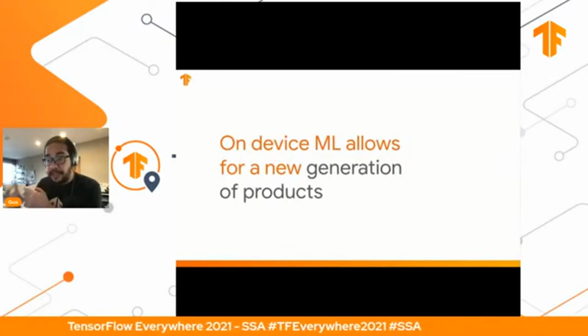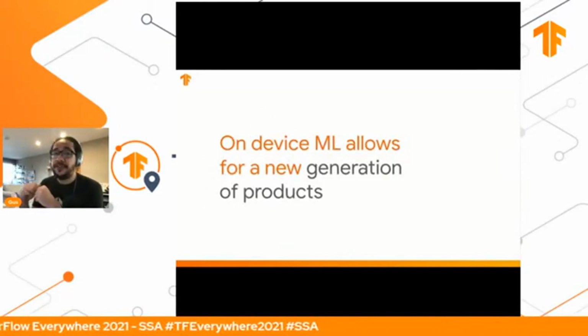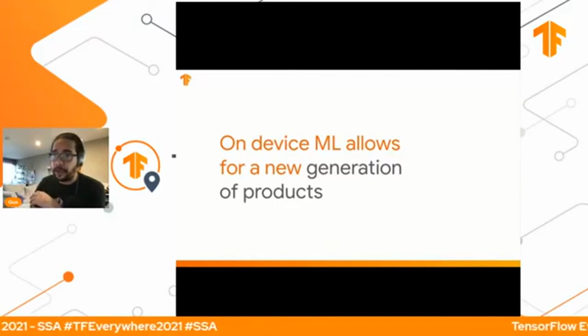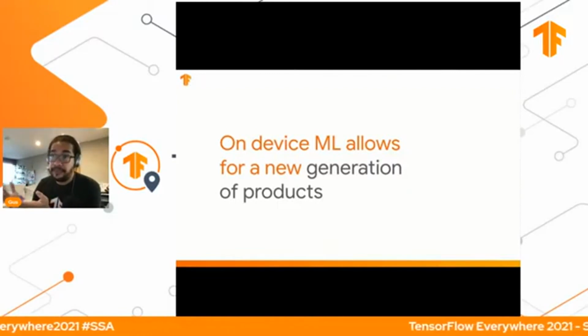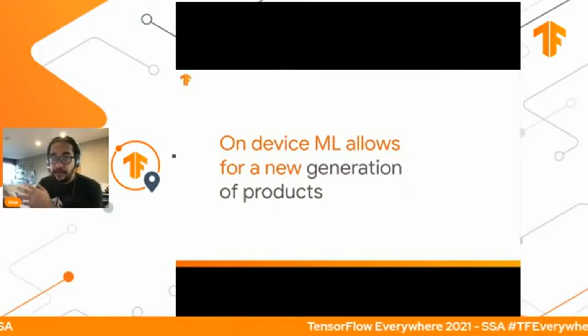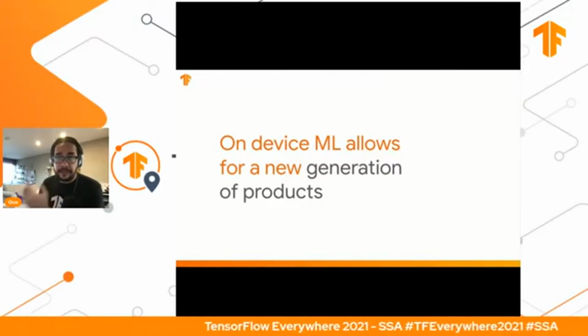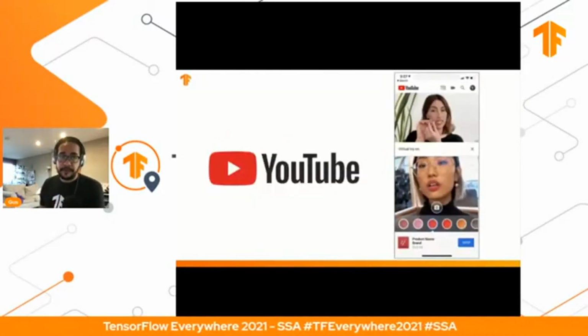And by doing that, you are creating a new generation of possible products, some things that weren't even possible in the past. Now you can do them just because of this power, right? So let's see some examples.